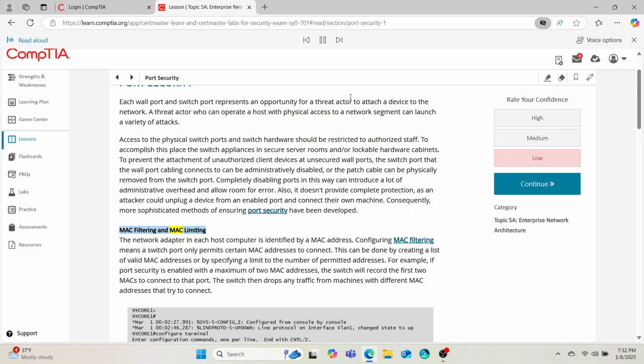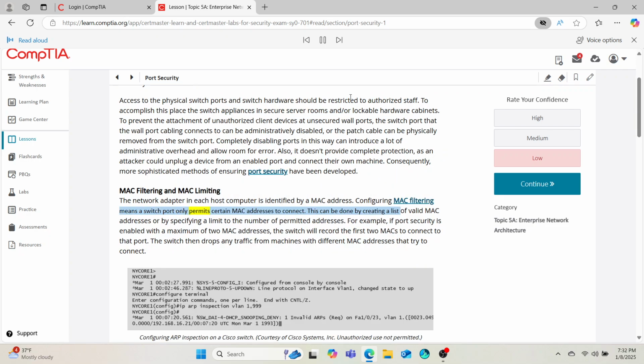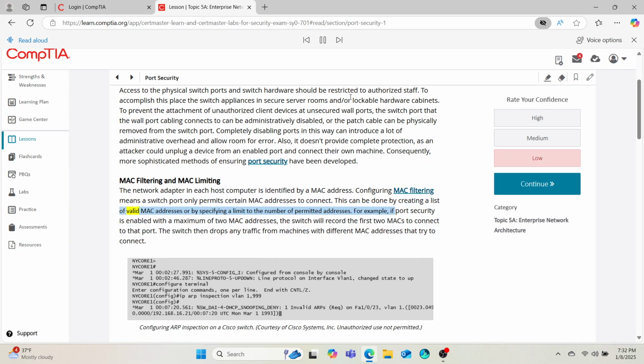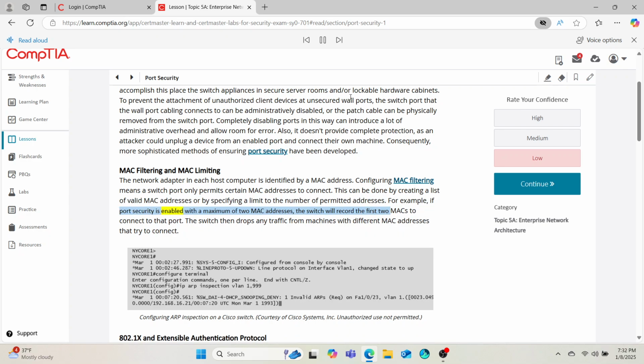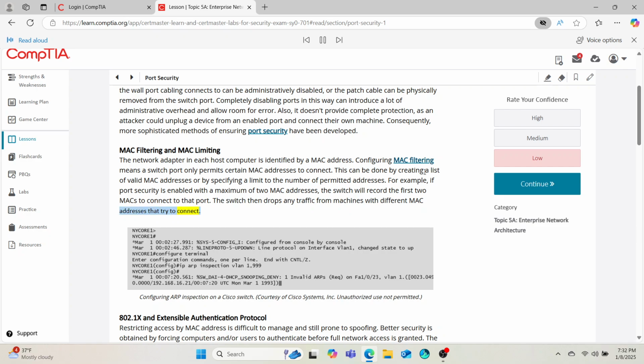MAC filtering and MAC limiting. The network adapter in each host computer is identified by a MAC address. Configuring MAC filtering means a switch port only permits certain MAC addresses to connect. This can be done by creating a list of valid MAC addresses or by specifying a limit to the number of permitted addresses. For example, if port security is enabled with a maximum of 2 MAC addresses, the switch will record the first 2 MACs to connect to that port. The switch then drops any traffic from machines with different MAC addresses that try to connect.